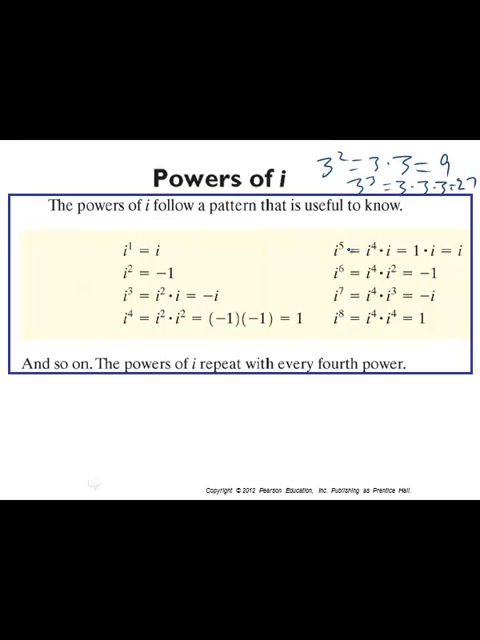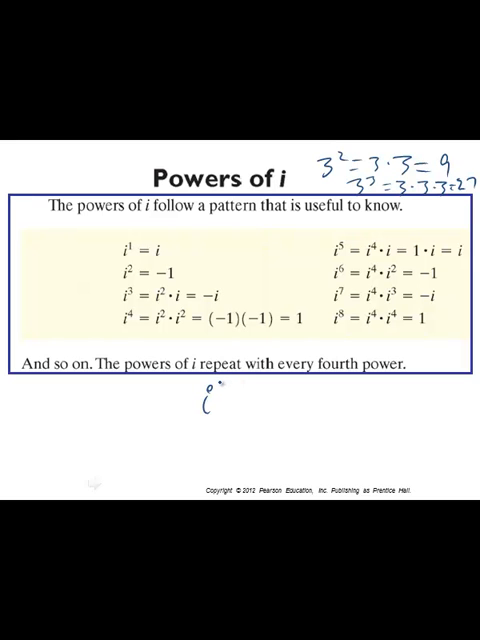i to the 5th power is i to the 4th times i. But i to the 4th is 1. So you have i. i to the 6th power is i to the 4th times i squared. i to the 4th is 1. So you have i squared, which is -1. i to the 7th power is i to the 4th times i cubed, but i to the 4th is 1, and i cubed is -i. So the result is -i. i to the 8th power is i to the 4th times i to the 4th, which is 1 times 1, which is 1.